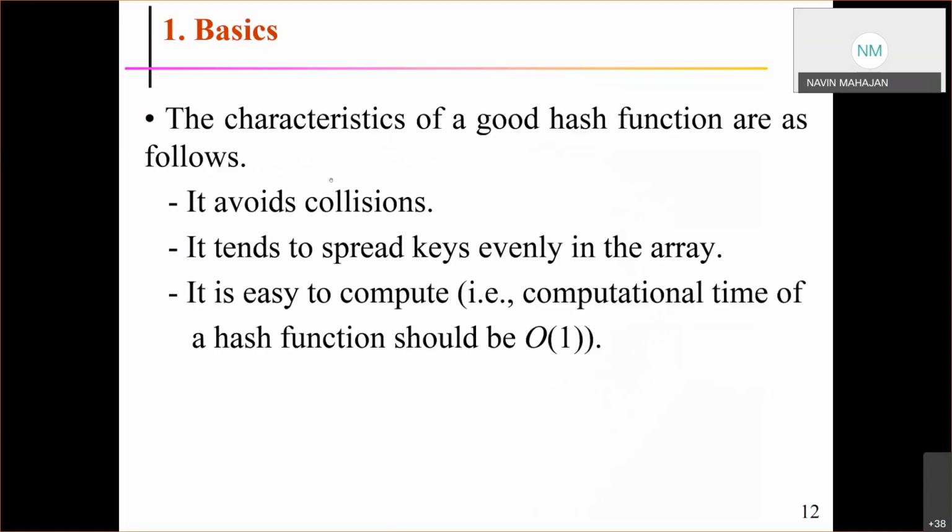Now the characteristics of a good hash function: it avoids collisions, it tends to spread keys evenly in the array, and it is easy to compute. But remember, it is very difficult to find a hash function which avoids collisions. There will be collisions because we have a lot of information to store and the hash table is very small. If the hash table can be larger than the number of input keys, then it is possible to avoid collisions. Most of the time the computation time is O(1).